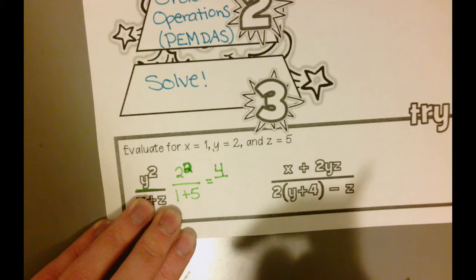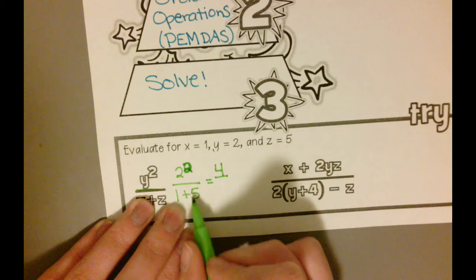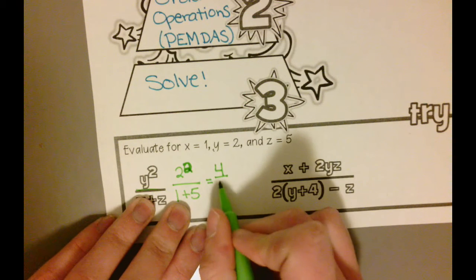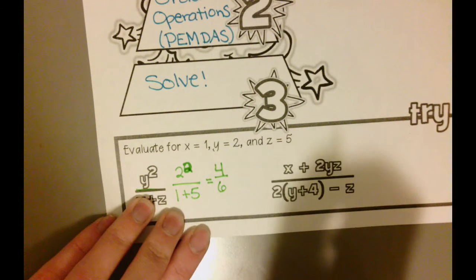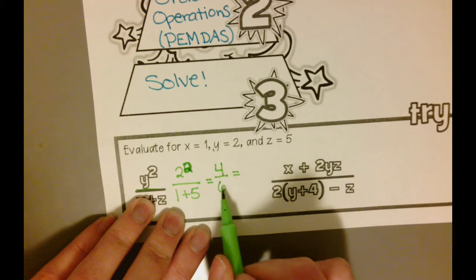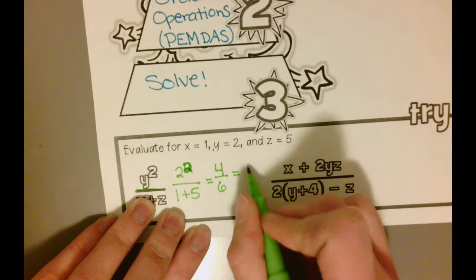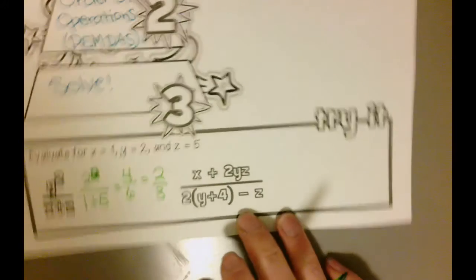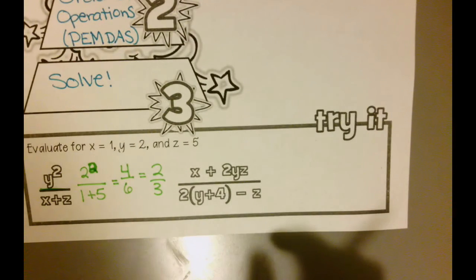And then I need to figure out my denominator. So 1 plus 5 is going to give me 6. And then I can simplify that. If I divide the top and the bottom by 2, that's going to give me 2/3. Okay? Now this last one, I want you guys to try on your own.